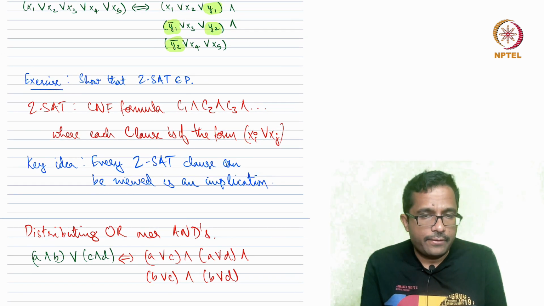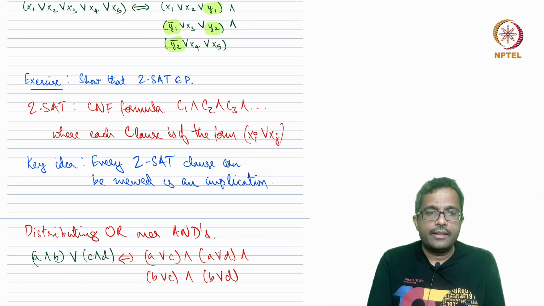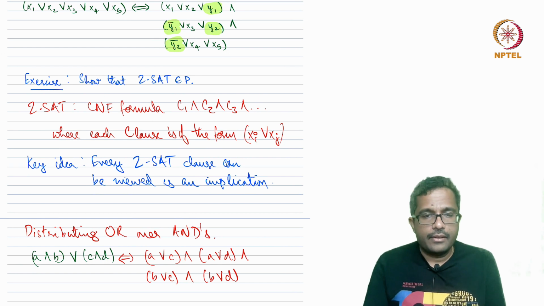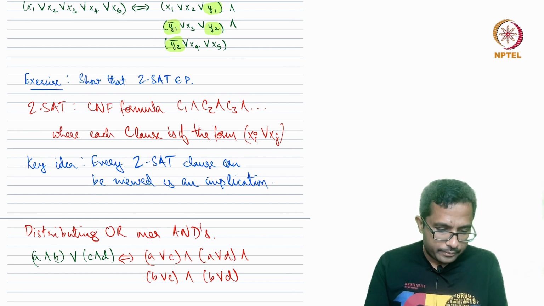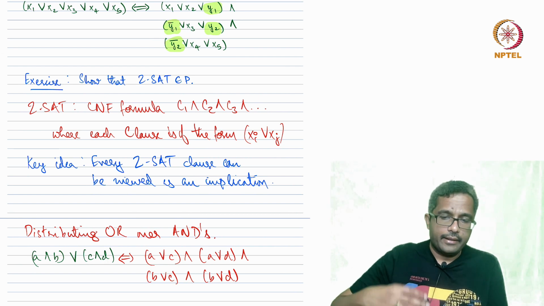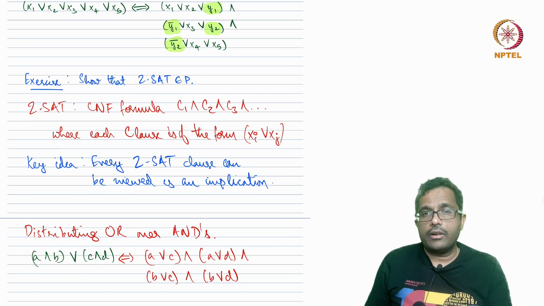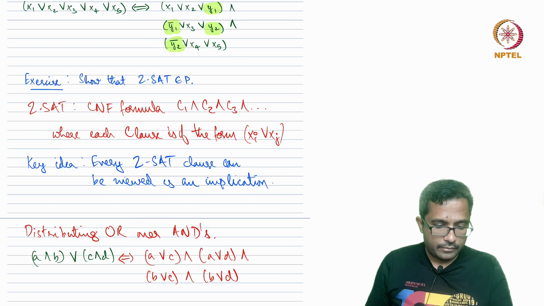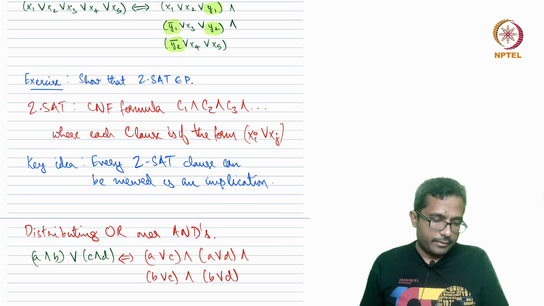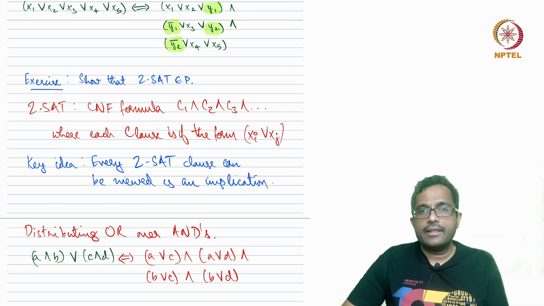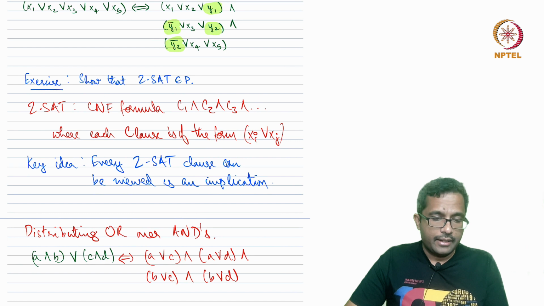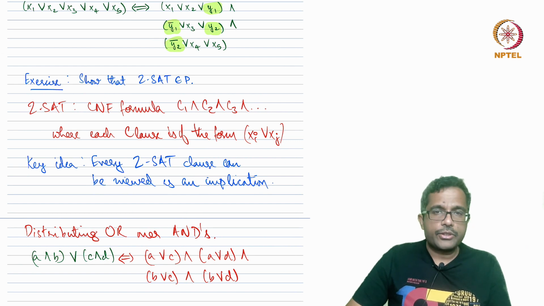In the week 10 lectures, we first saw the verifier characterization of NP. Then we saw that NP is the same as languages with polynomial time verifiers. Then we saw polynomial time reductions. We saw NP completeness, and then we saw the proof that SAT is NP complete, right?